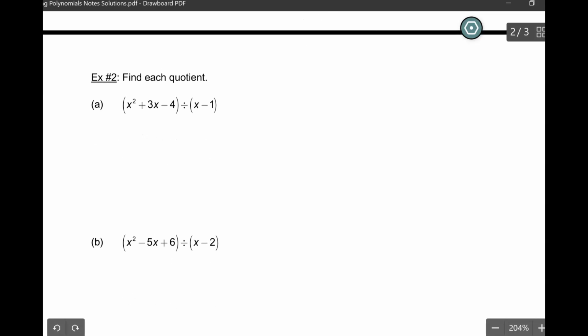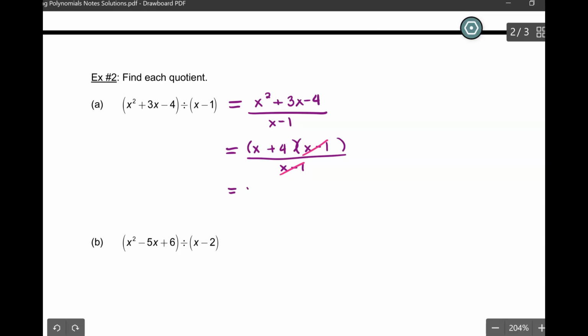Okay, so we have x squared plus 3x minus 4 divided by x minus 1. All right. What can we factor x squared plus 3x minus 4 into? It's going to be x plus 4, x minus 1, all over x minus 1. What do we notice? X minus 1's are going to cancel, and we get x plus 4.